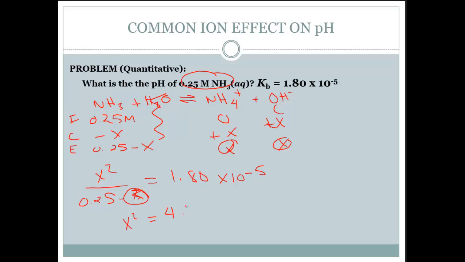4.5 times 10 to the negative 6. We've got to get rid of that squared, so we're going to take the square root of both sides, which gives us x is equal to 0.00212.